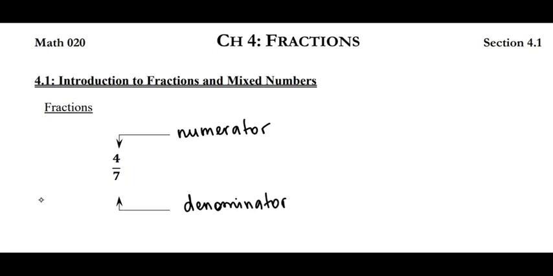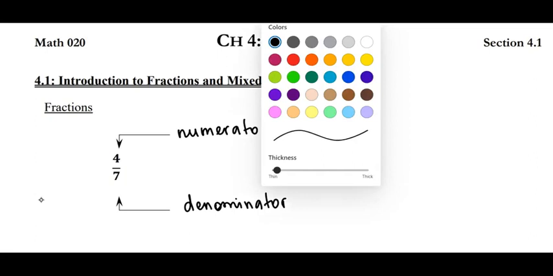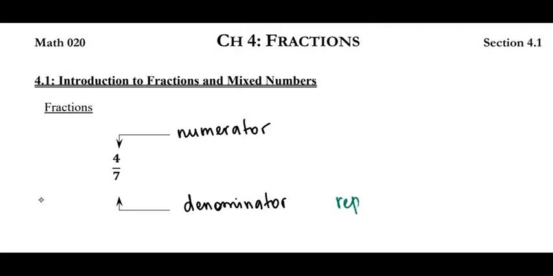So unlike whole numbers or integers, fractions are always written with the fraction bar, and they have those two parts. The denominator represents how many parts the whole has been divided into. Okay, so the denominator, again, represents how many parts make a whole.